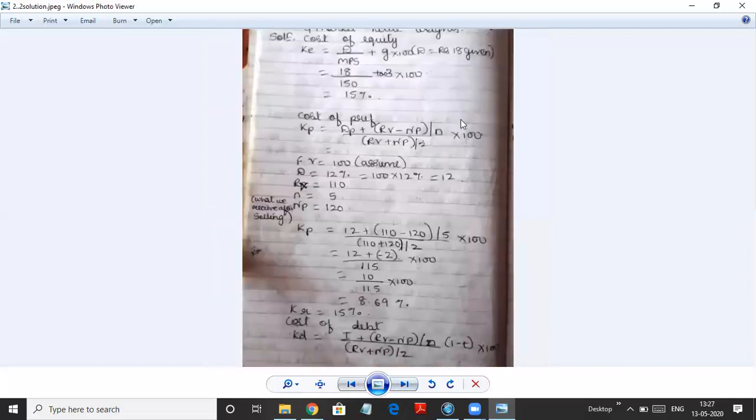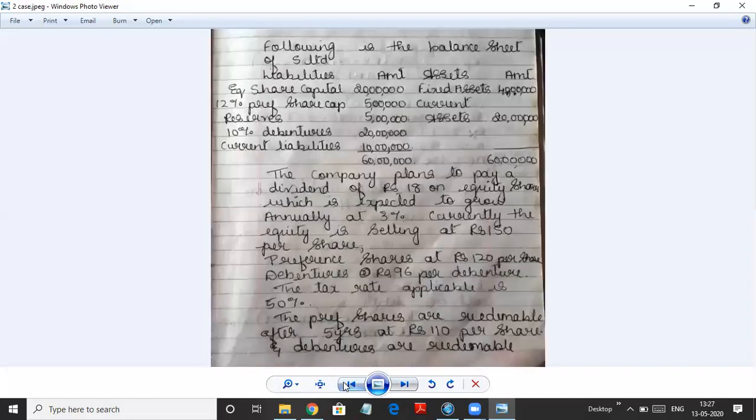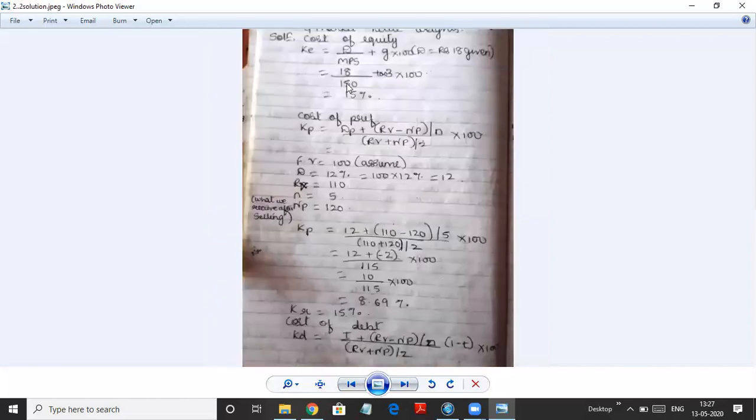The formula for cost of equity is Ke = D divided by MPS plus G, into 100. So here in the question, they've given dividend is 18 rupees, market price is 150 rupees, and the growth rate is 3%. So dividend 18 divided by 150 market price plus 0.03 growth rate, into 100, you get it as 15%.